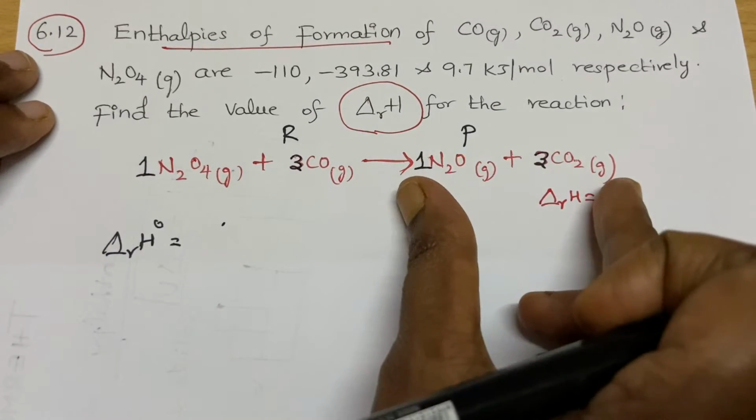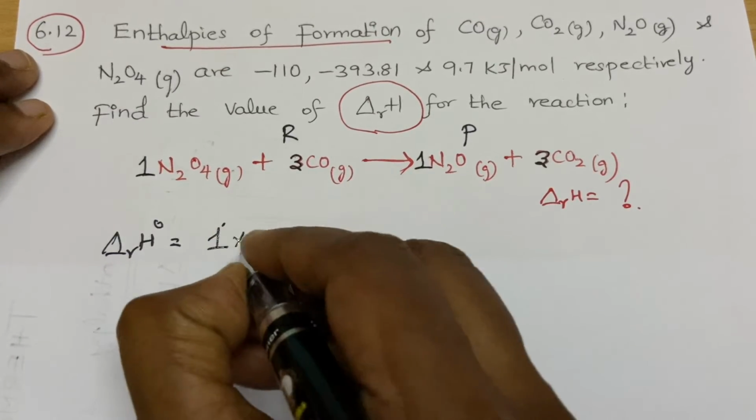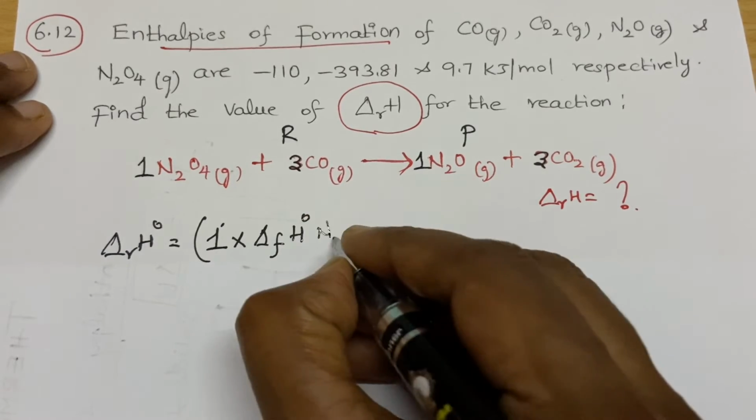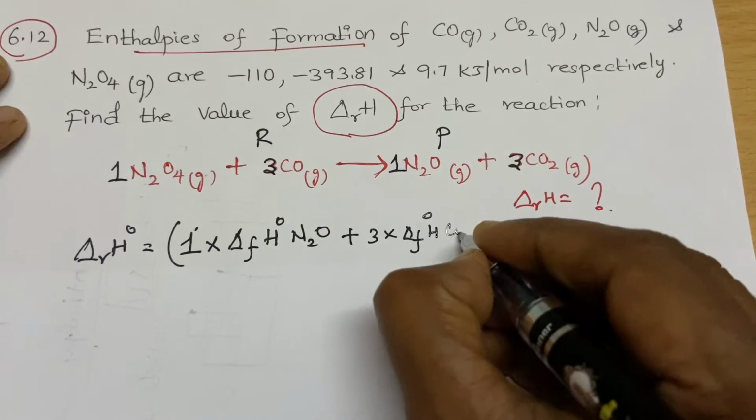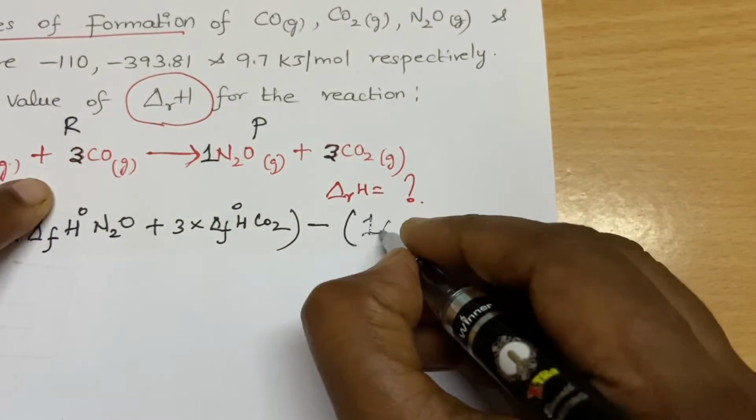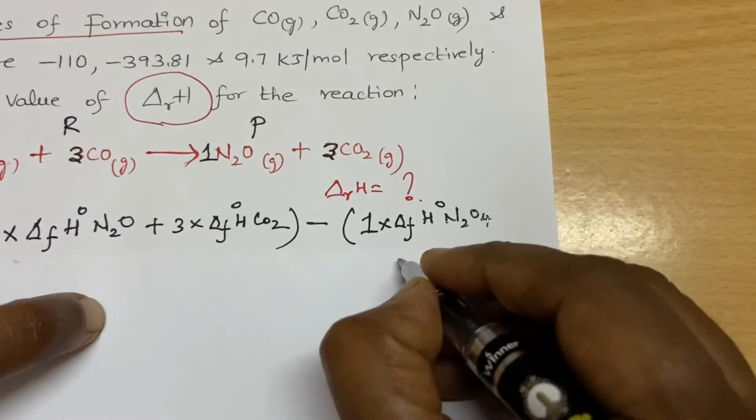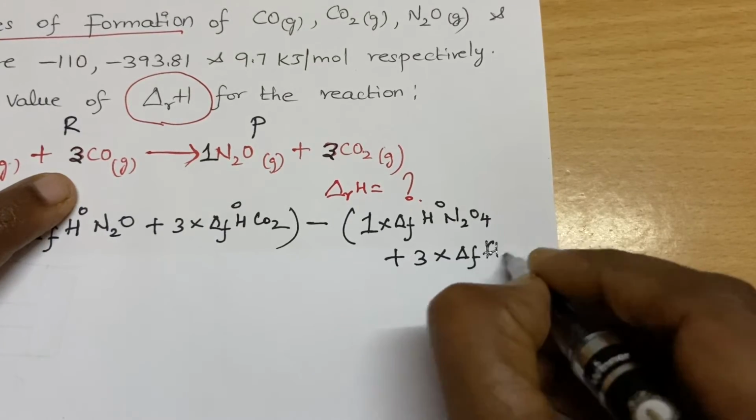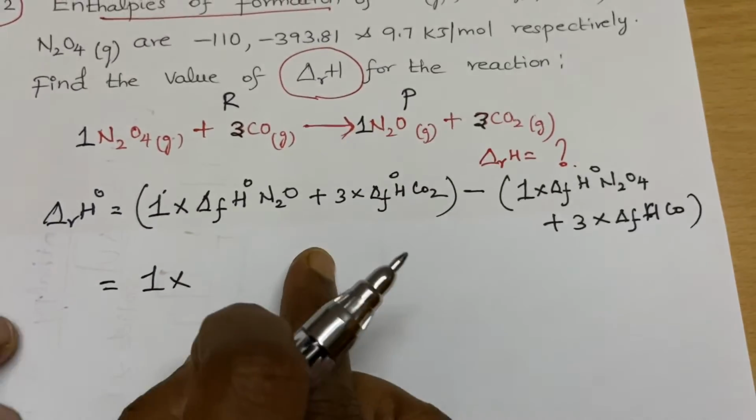Coming to product side, N2O and carbon dioxide are in the product side, so 1 into the enthalpy of formation of N2O plus 3 into enthalpy of formation of carbon dioxide. Okay, product side finished. Then coming to reactant, 1 into enthalpy of formation of N2O4 plus 3 into enthalpy of formation of carbon monoxide. Then you have to just substitute the values, that's all students.